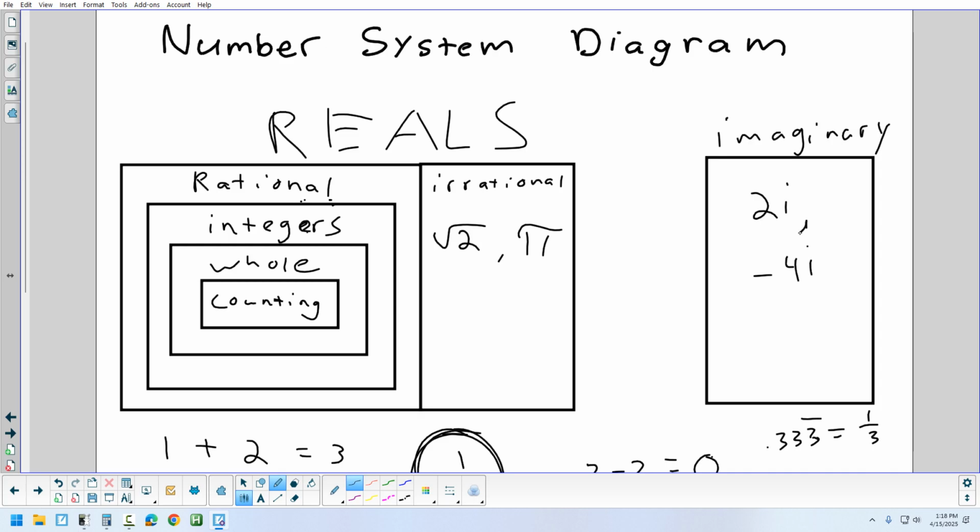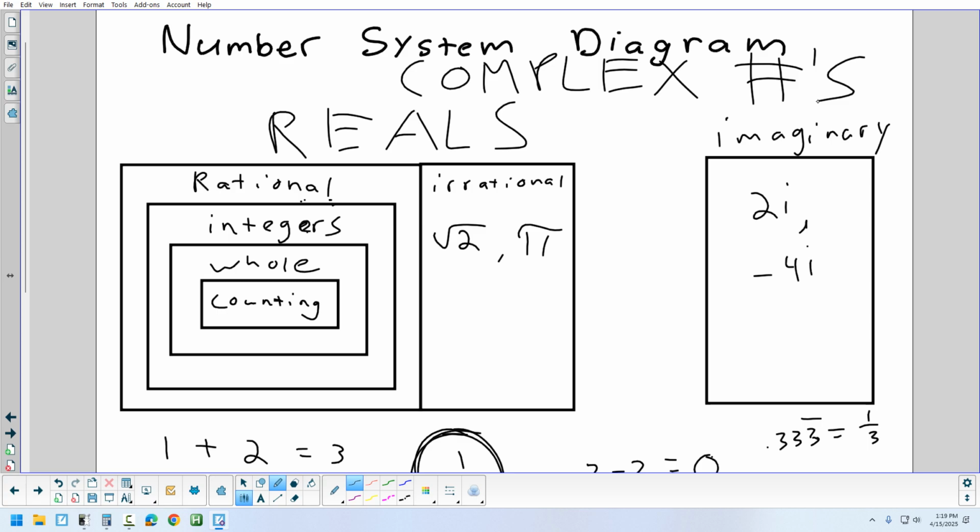So there's a couple examples of imaginaries. Now, finally, the kind of numbers we're going to study, complex. Complex includes everything. If you take all the numbers you study in Algebra 1, combine it with numbers you study in Algebra 2, put them together, you get all the complex numbers. Complex numbers have two parts to them. They have a real part and they have an imaginary part.